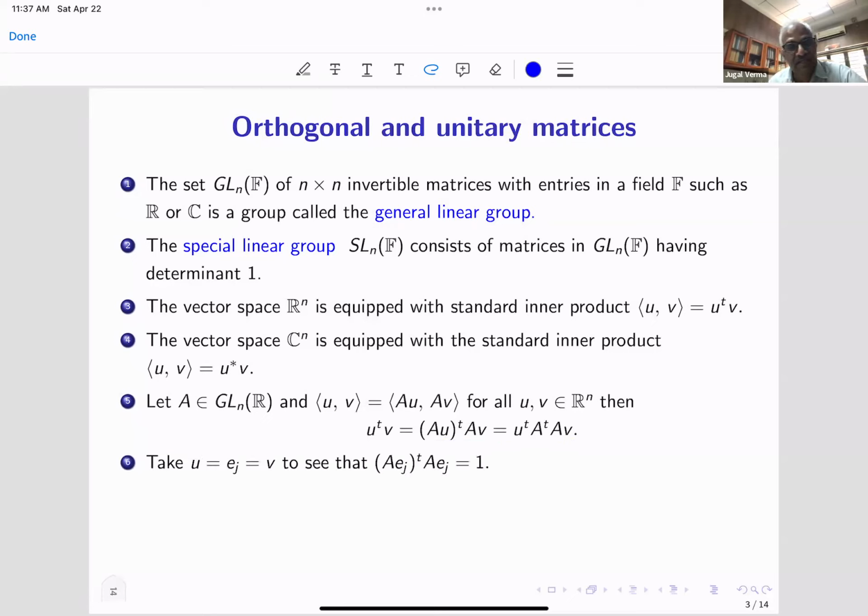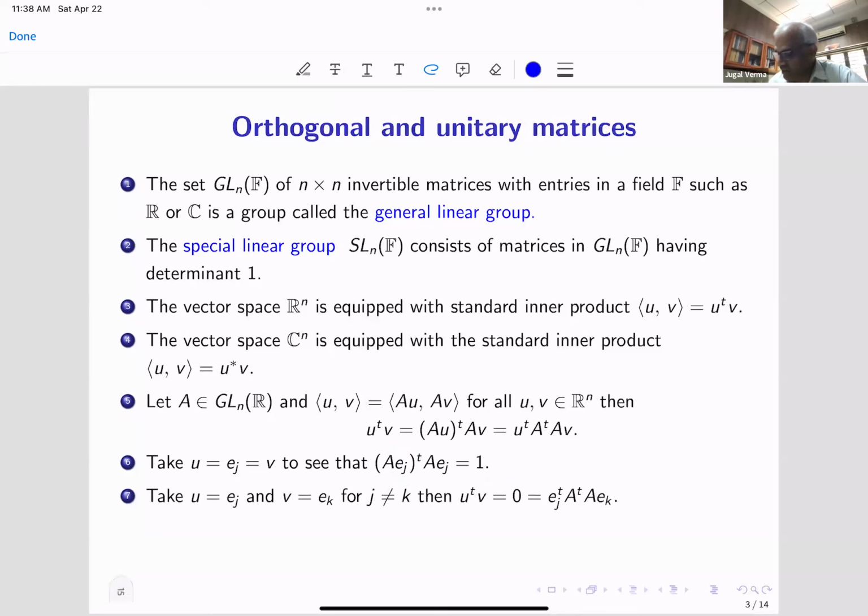Now if I specialize by taking u and v to be the jth standard basis vector, then it says that (Ae_j) transpose (Ae_j) is equal to 1. And this really means that the jth column vector of A is a unit vector, because Ae_j is the jth column vector of A. So every column vector is a unit vector.